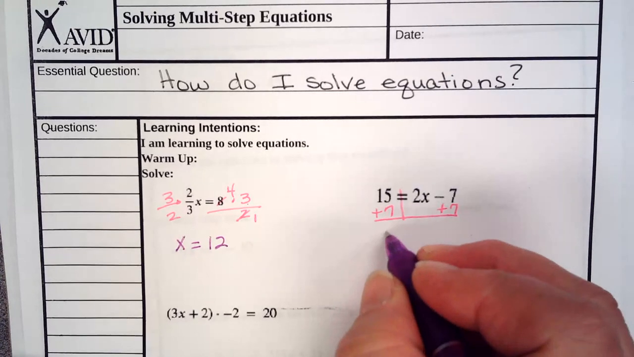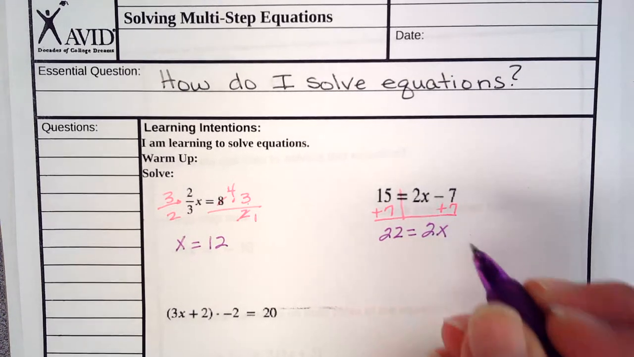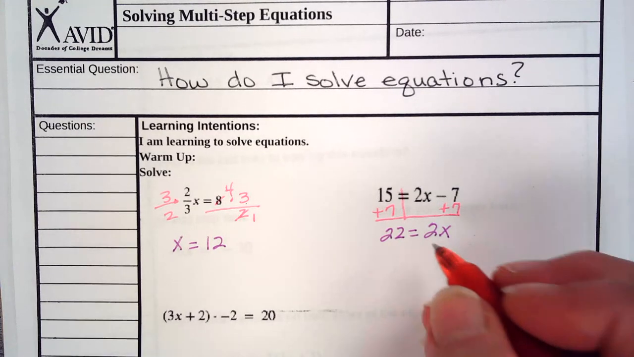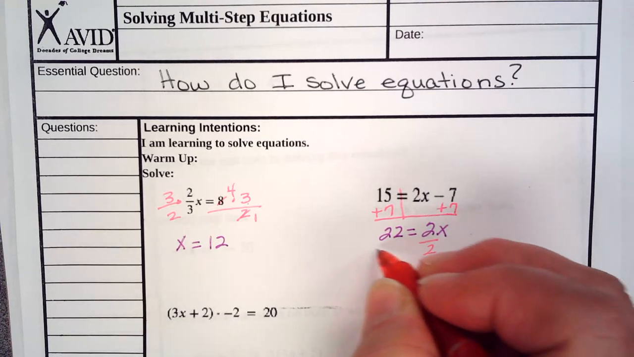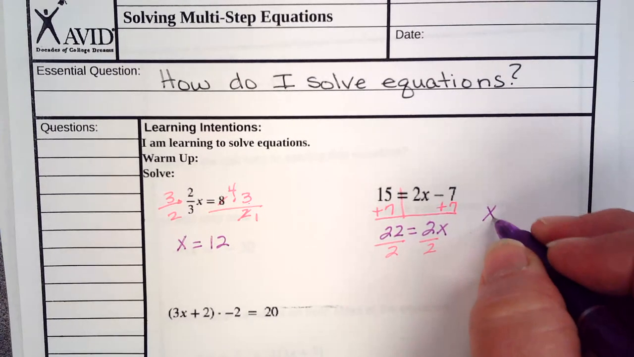15 plus 7 is 22, and that is equal to 2x. Okay, I've multiplied by 2. To undo that, I divide both sides by 2. And x is equal to 11.